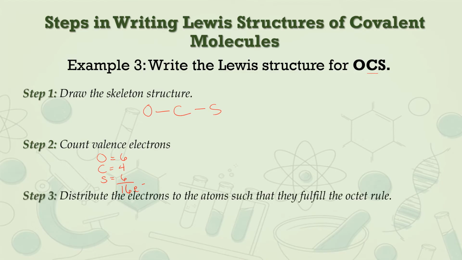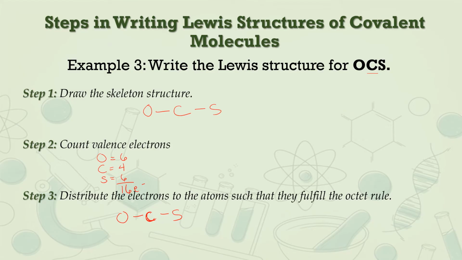And then step 3, we distribute now the electrons using the skeleton structure. So we have O, C, S. Now let's try to complete first the carbon at the center. Take note, guys, that in drawing Lewis structures, it's a matter of trial and error sometimes. So you may start with whatever element you want to complete its octet structure, or you may also start with the others. It's up to you. So it's a matter of trial and error.